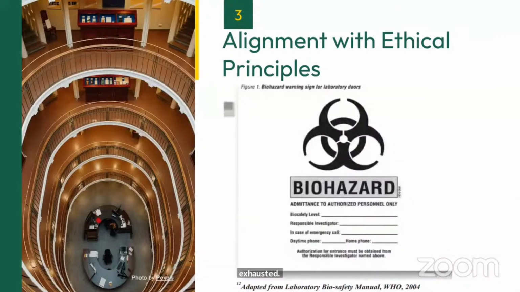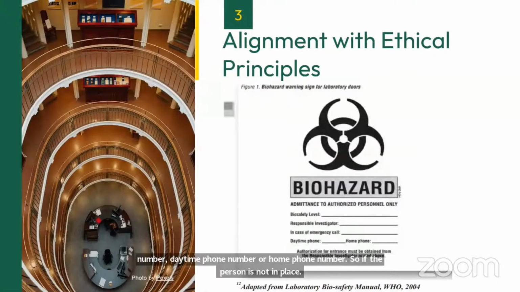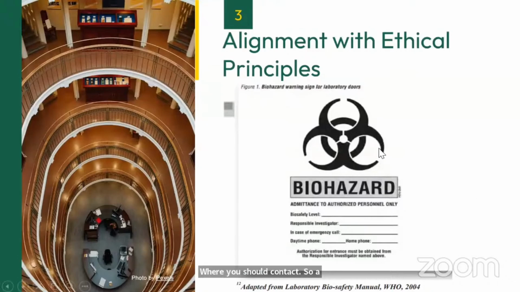And finally, this is the biohazard symbol which I have mentioned, which should be affixed at appropriate places in your laboratories and on the doors of the laboratories. Admittance to authorized personnel only. The biosafety level has to be mentioned here. The responsible investigator or supervisor should be listed. In case of emergency, an emergency contact number, daytime phone number or home phone number, should be available, so that if the person is not in place, you know whom to contact. So a biosafety symbol with a warning sign should be available on laboratory doors, with this appropriate information placed on those biohazard symbols.